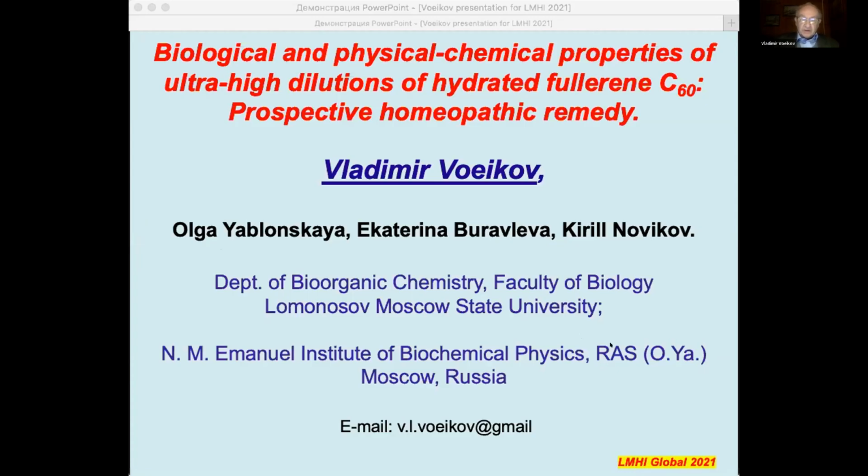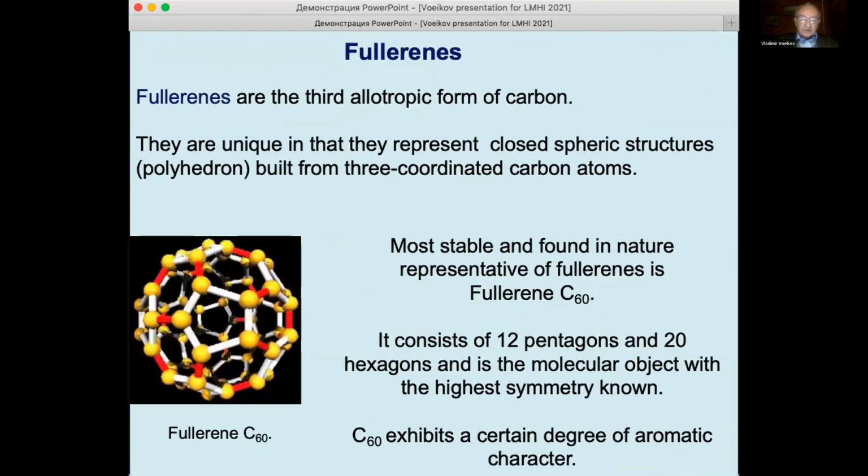First, I would like to remind you about what fullerenes are. Fullerenes were synthesized at the end of the 20th century, in the 1980s, and for these unique molecules the Nobel Prize was given. They are unique because they represent closed spherical structures, polyhedra, which are built from 3-coordinated carbon atoms.